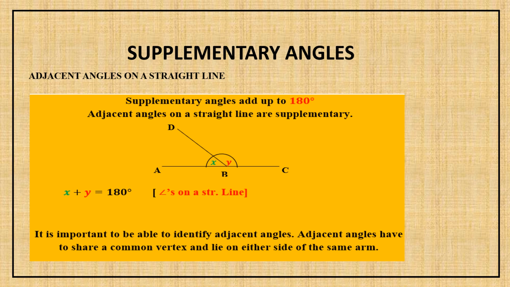It is very important to be able to identify adjacent angles, because adjacent angles have to share a common vertex, which is B, and lie on either side of the same arm. Our arm in this case is DB.